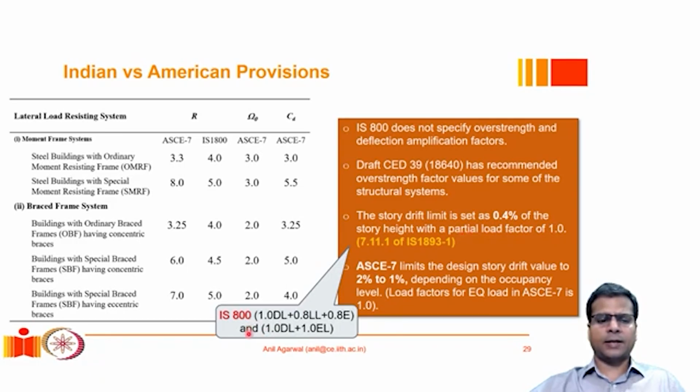statement as if we should take the load combination which is 1.0 times dead load and 1.0 times earthquake load. However, there is another load case, which is 1.0 times dead load plus 0.8 times live load plus 0.8 times the earthquake load, which is mentioned in IS 800. And for that, what should be the deflection limit? That is not mentioned. So to go by intuition or general logic, we can say that for both these combinations, let's check for the deflection limit of 0.4%.